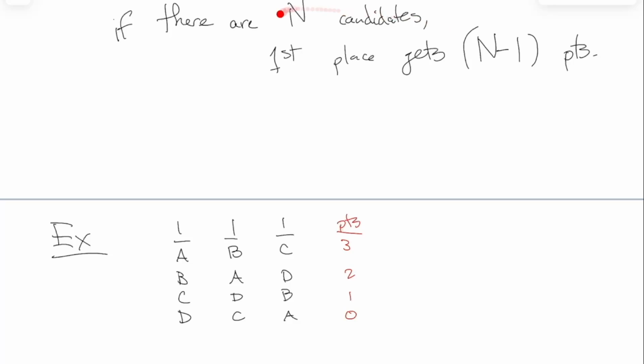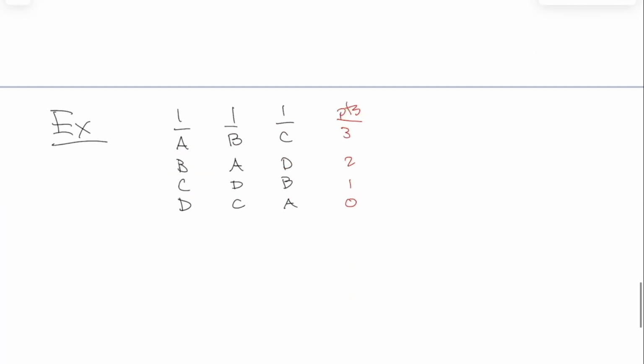You can see very clearly this business about the n and the n minus 1. In this case, here we have 4 candidates. That's why first place gets 3 points, because that's 4 minus 1. It's 1 less than the total number of candidates. But anyway, we just have to add up all the points, right? So we add up the points.